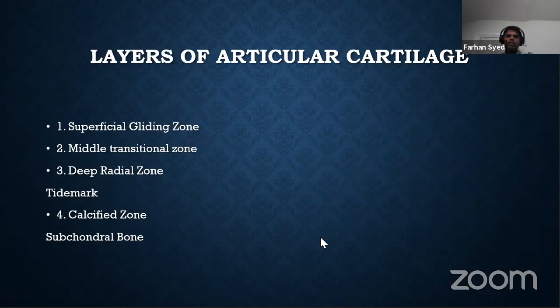After looking at the various components of the articular cartilage, let's look at the various layers which form the articular cartilage. The various layers are the superficial or the gliding layer, the middle, which is the transitional zone, and the third is the deep radial zone. Separating the radial zone from the calcified zone is the tide mark. Tide mark doesn't contain any cells or anything. It's just the most superficial layer of the calcified zone. And underlying the calcified zone, or the calcified cartilage, is your subchondral bone.